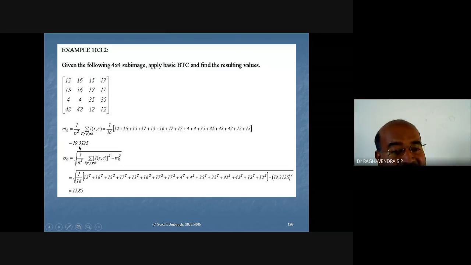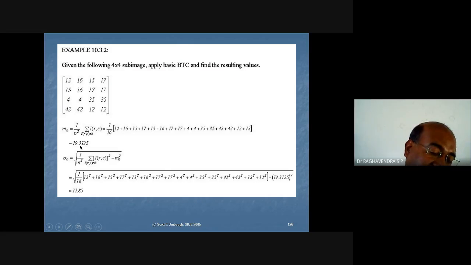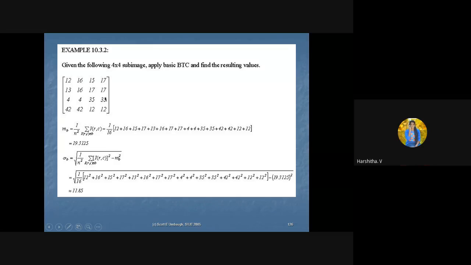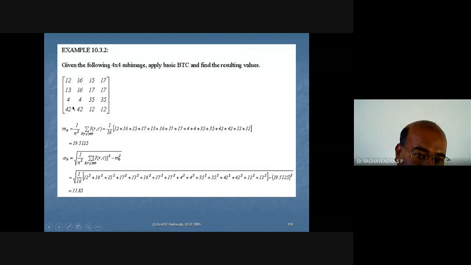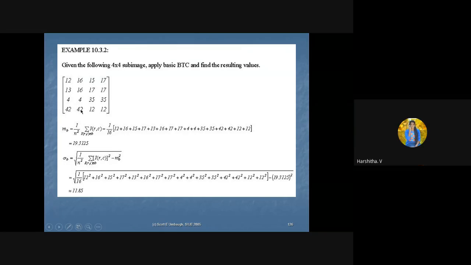Whether 12 is greater than 19? No. 16 is greater than? No. 15 is greater than? No. 4 is greater than? No. 4 is greater than? No. Now what about the 35? Whether 35 is greater than 19? Yes. Next, this 35? Yes. Next 42? Yes, sir. This 42.